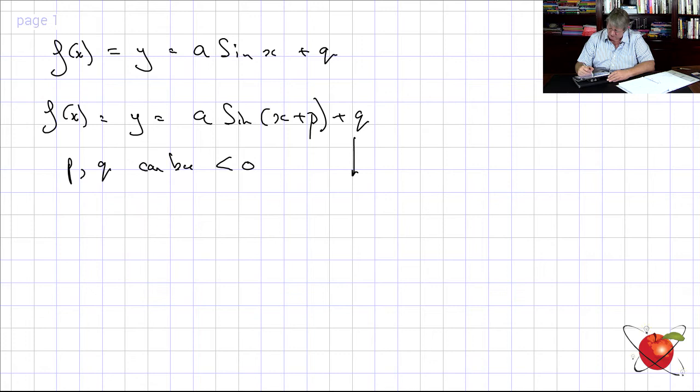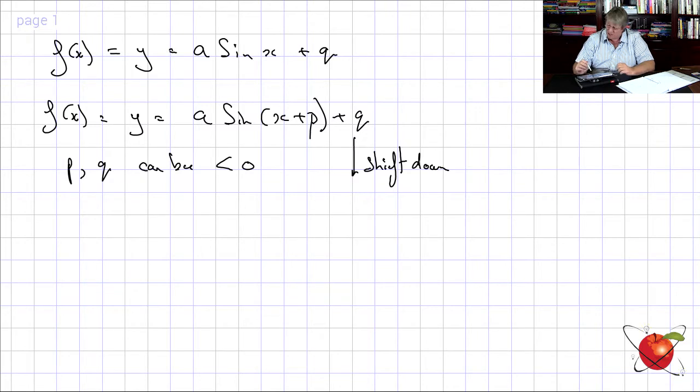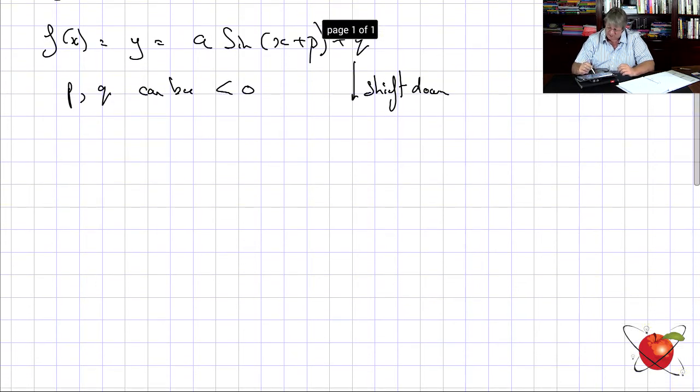Remember, p and q can be negative numbers. If q is negative, it means we shift down. The whole graph moves down. We don't do funny sort of graphs that blow up. All we're going to do is move it down or up by an amount. Then we're now going to look at this x plus p. There is only one way to do it, and that way is to draw a little table.